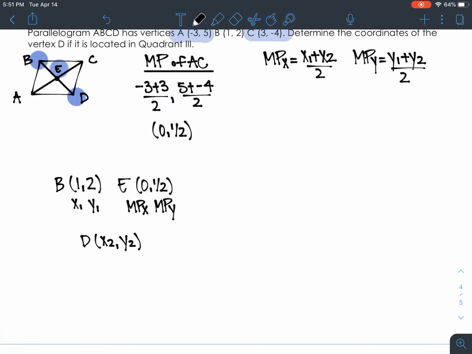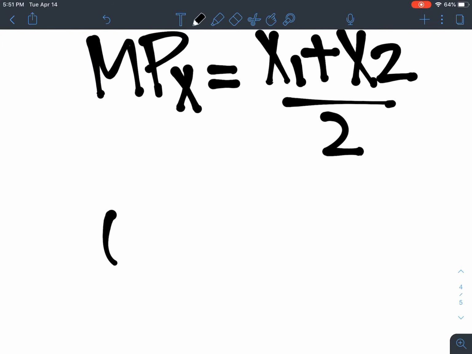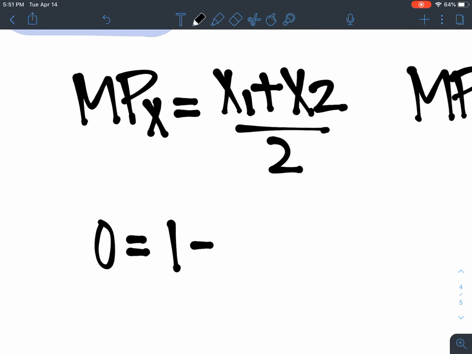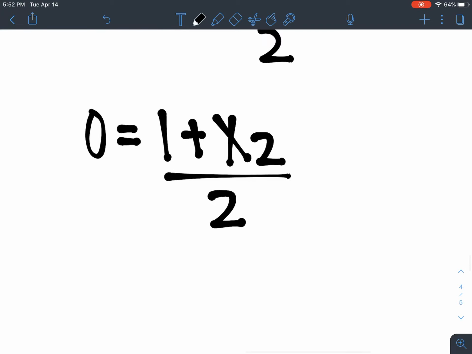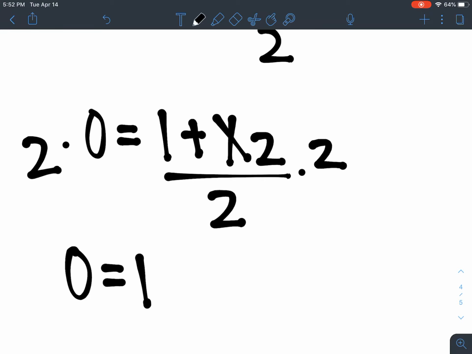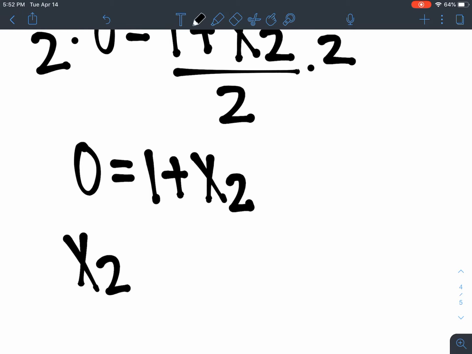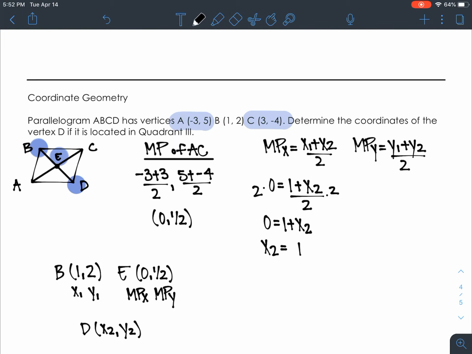So I'm going to plug into my MPX and my MPY formulas in order to find my point D, which is x2, y2. My MPX is 0, so I'm going to have 0 equals my x1, which is 1, plus x2, divided by 2. Solving this, I'm going to multiply both sides by 2. Obviously 0 times anything is 0, so 0 is equal to 1 plus x2. I'm going to subtract that over, and I'm going to get my x2 is equal to -1.